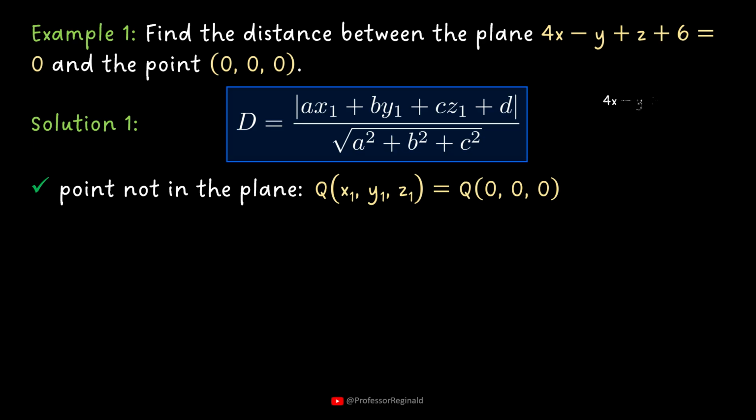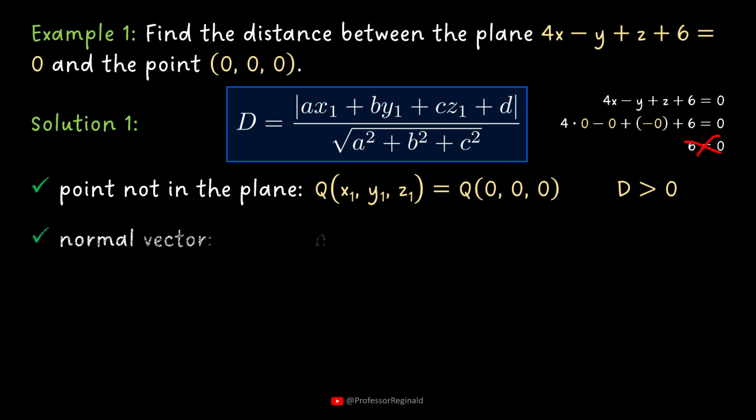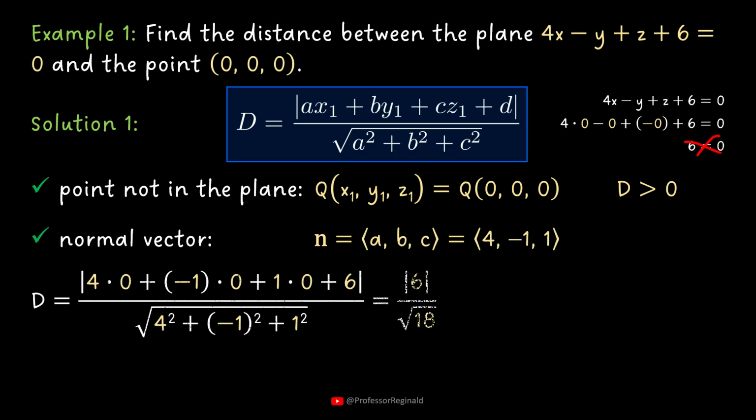A quick check to know if a point is in the plane is to substitute its coordinates into the equation of the plane. If the result is not an identity, then the point is not in the plane. And because the point is not in the plane, the distance between the plane and the point is greater than 0. Using the given equation of the plane, we can deduce the normal vector. Substitute the coordinates of the point and the components of the normal vector into the distance formula. Thus, the distance between the plane and the point is square root of 2.